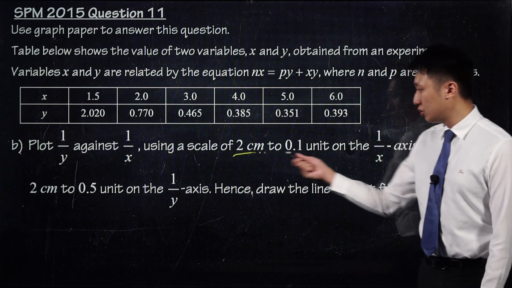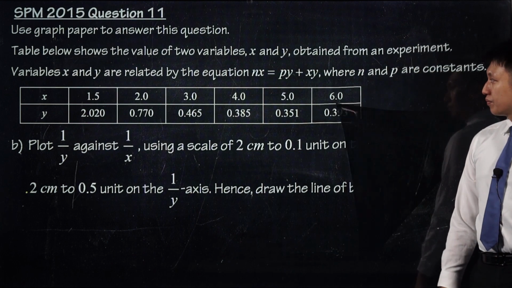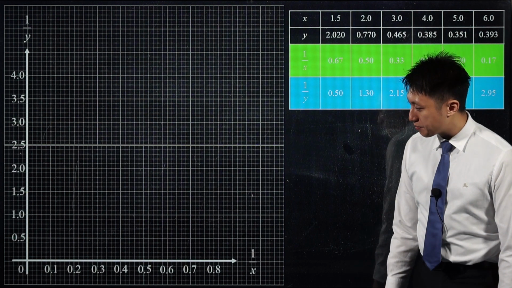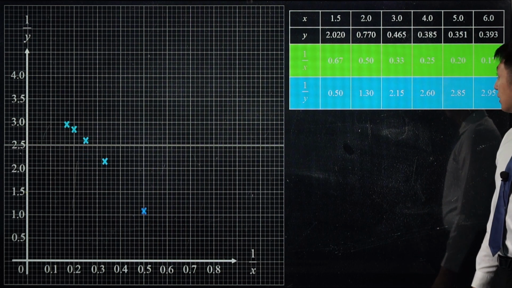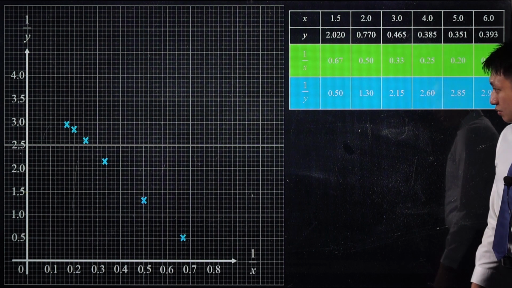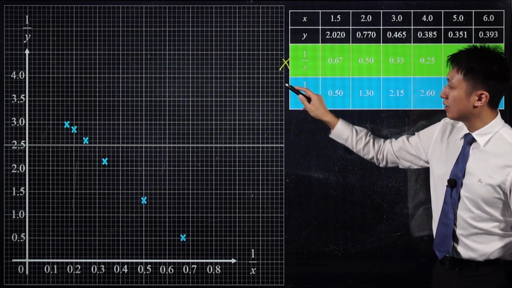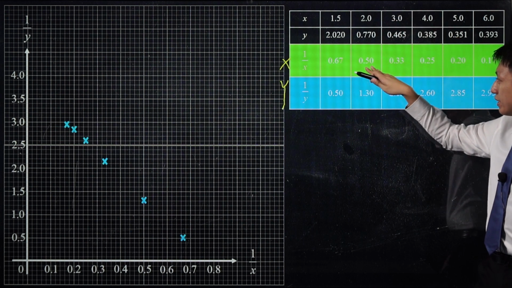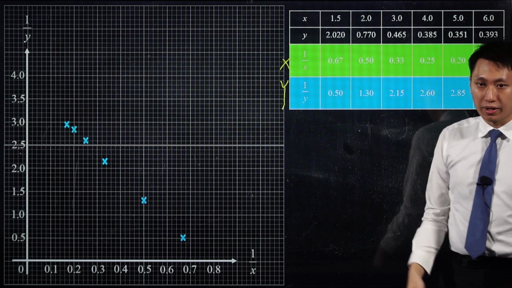Then we should plot 2 to 0.1 and also 2 to 0.5. You have the table, plot the graph. So 1, 2, 3, 4, 5, and 6. You are looking at this one. This is your x-axis, this is your y-axis. You are not looking at this one, you are looking at 0.67, 0.5. This graph will not look very nice because you don't have a really nice number over here.